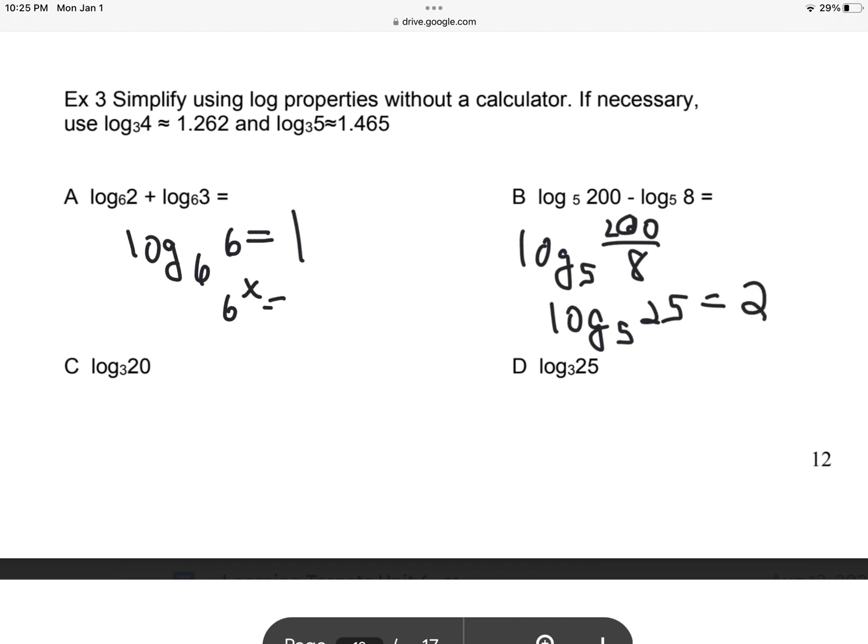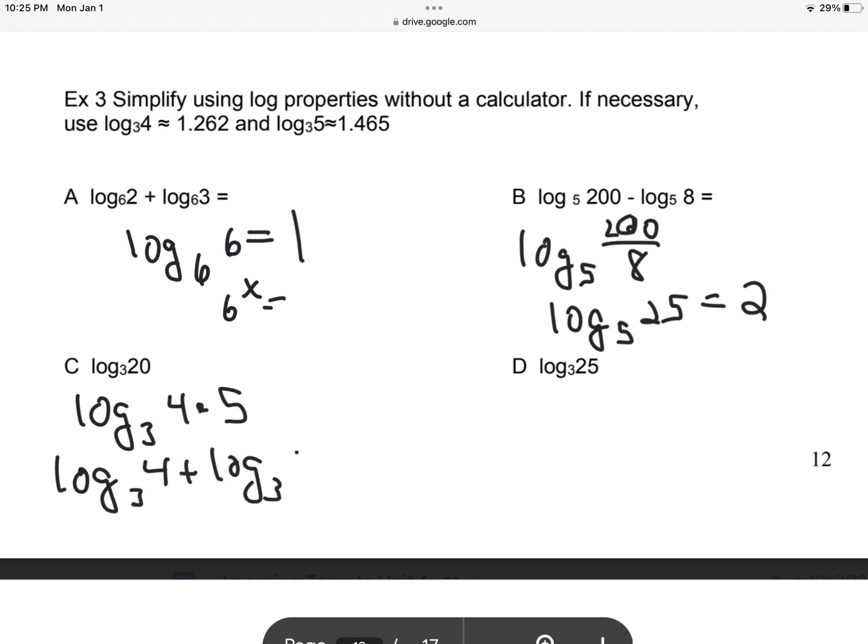Next one, 3 to what power is 20? I don't have an answer for that, so I'm going to try to turn that 20 into 4s and 5s, which is easy. 4 times 5, which means I'd have the log of 4 plus the log of 5. And they're giving us both those approximations, so I'm just going to add those two numbers together. And 1.262 and 1.465 added together is 2.927.